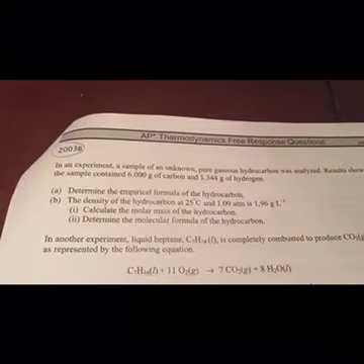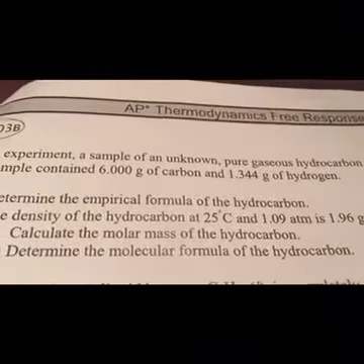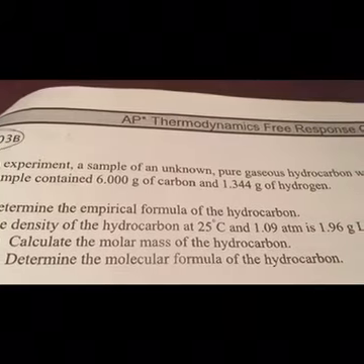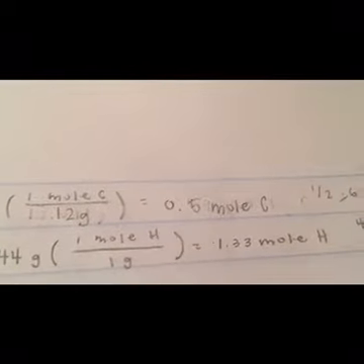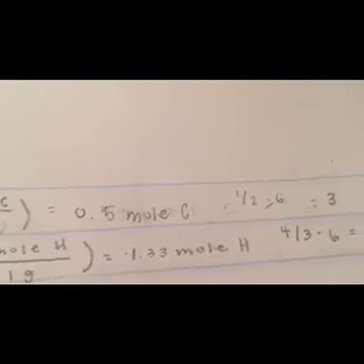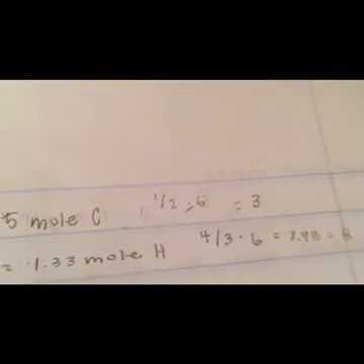Part A asks to determine the empirical formula of the hydrocarbon. So you use the given 6 grams of carbon and the given 1.344 grams of hydrogen and get them both into moles. And that gives you 1/2 moles of carbon and 4/3 moles of hydrogen. And if you multiply both by 6, that'll get them to a whole number. And you would round the 7.98 to 8, and that will give you C3H8.